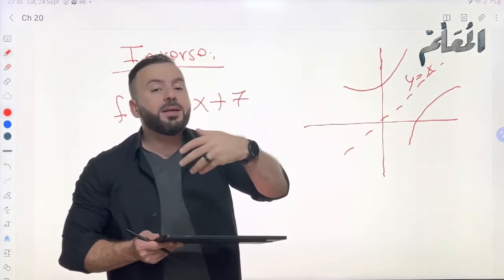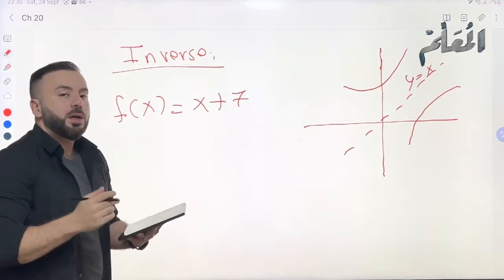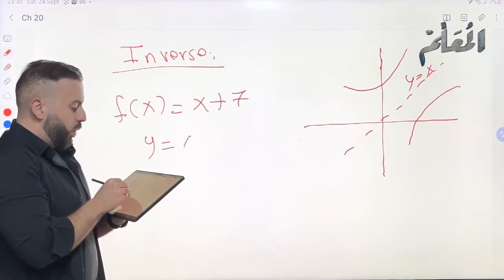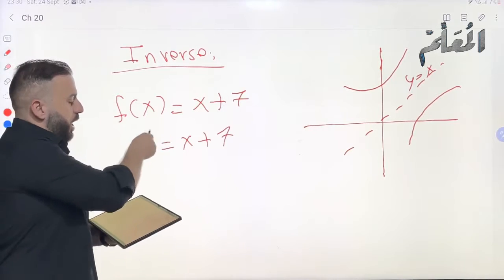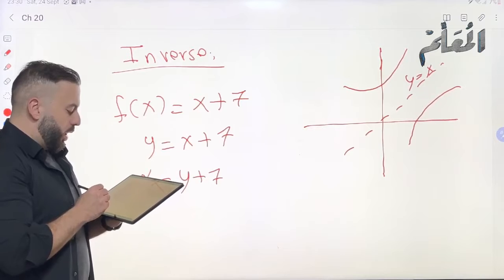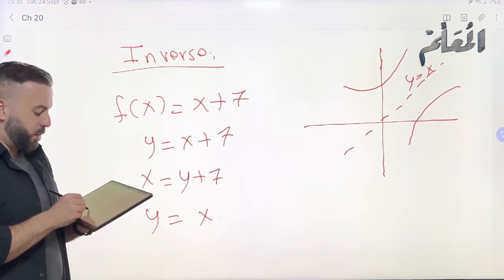But how can I get it the algebra way? Check this with me. As an example, f of x equals x plus 7. Let's say y equals x plus 7. Then you change the letters, so x is equal to y plus 7. Then after that, we put y as the subject. So y is equal to x minus 7.